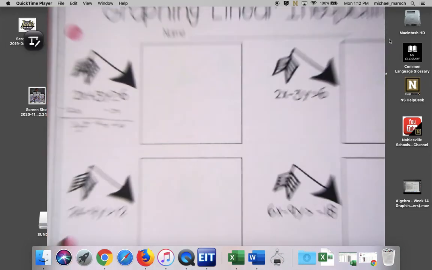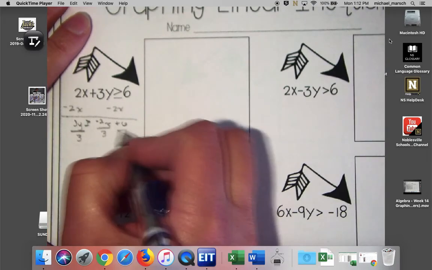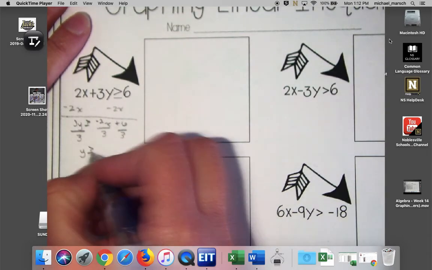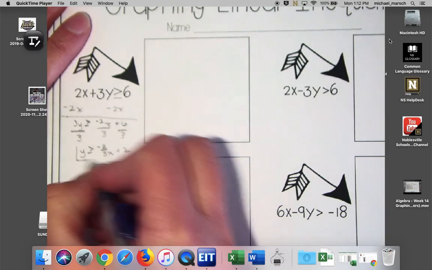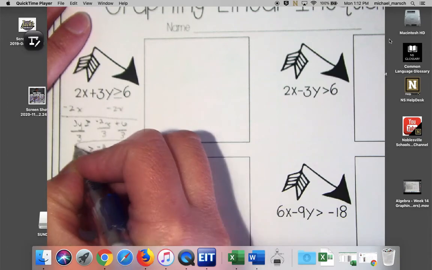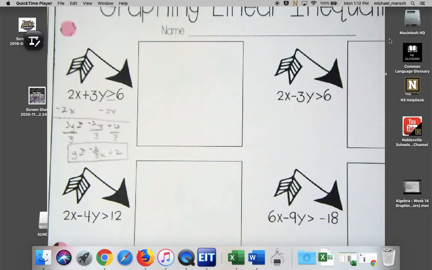And then remember I have to get y by itself. So I'm going to divide by 3. So I have y is greater than or equal to negative 2/3 x plus 2. So there's my linear inequality. It's kind of blurry. Okay.